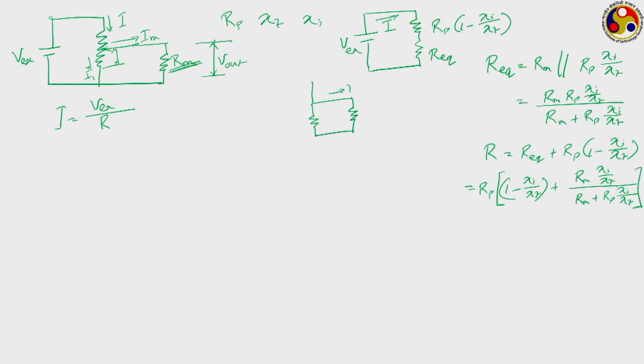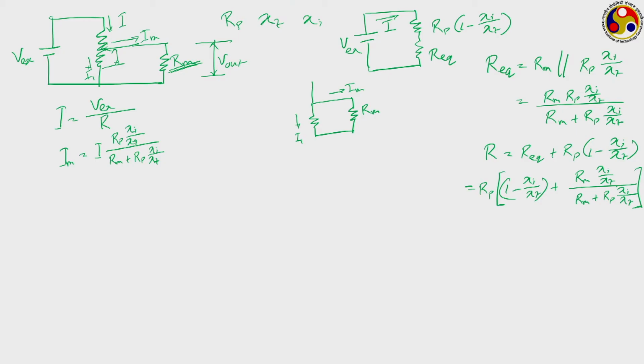So, this Im passes through this Rm, and this I1 passes through this remaining portion whose resistance is Rp into Xi upon Xt. So, what will be your Im? Im will be equal to I into Rp into Xi upon Xt divided by Rm plus Rp into Xi upon Xt. This is how we calculate the value of Im.